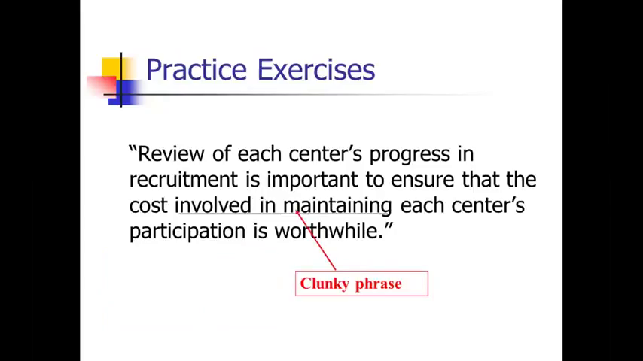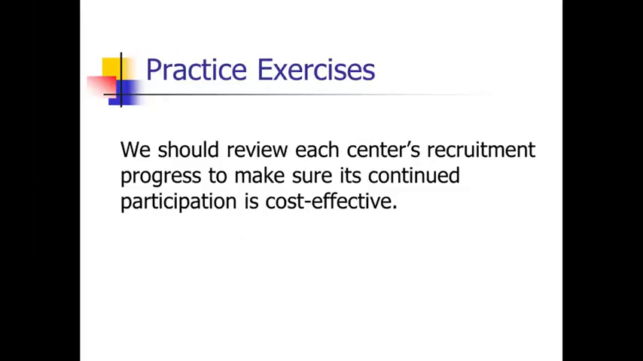We get some clunky writing in here, like "involved in maintaining." That's a little bit clunky, right? So we can edit this sentence by taking that review and turning it into a verb: we review. And actually what I did with this one was we've got "this review is important." So instead of saying "the review is important to do," I said we should review each center's recruitment progress to make sure its continued participation is cost effective.